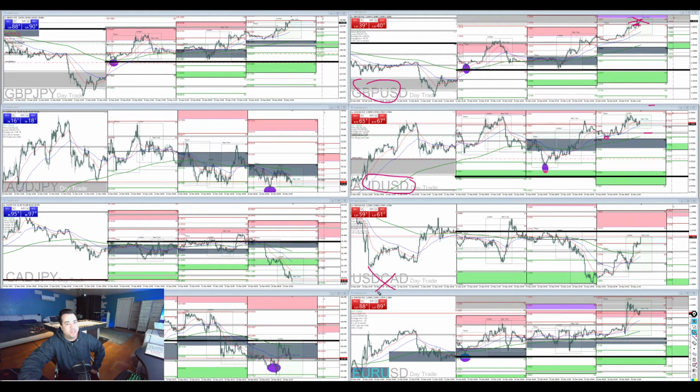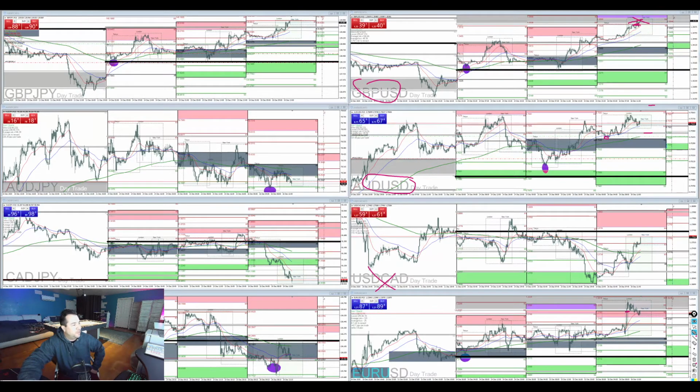I don't trade the USD CAD. We took all of our profit here on the euro right here. We had buys dating all the way back from last week. We bought every day, and we hit our take profit zone right there.